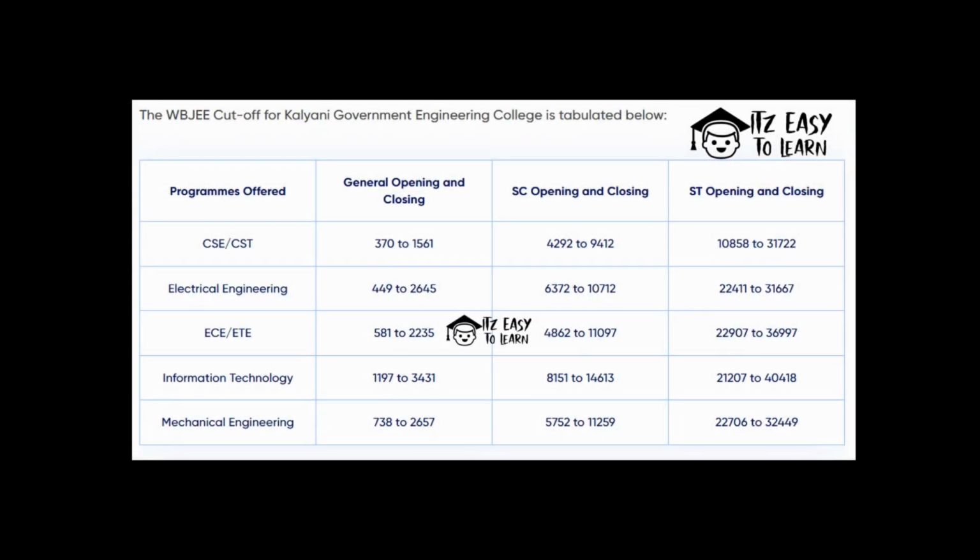Our next college is Kalyani Government Engineering College. So if you want to study CSE and you are general, then you have to rank between 370 to 1561, and for SC it's 4292 and 9412, and for ST it's 10858 to 31722. Same for electrical, ECE, IT and mechanical engineering. So if your rank is within this range, then you can apply for Kalyani Government Engineering College. I am moving to next college.